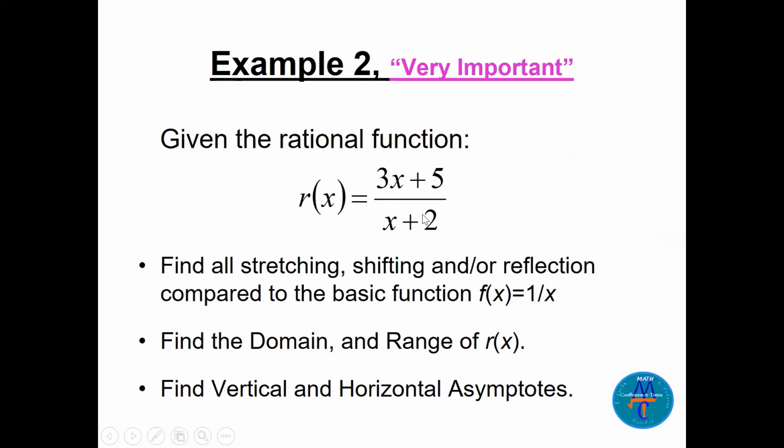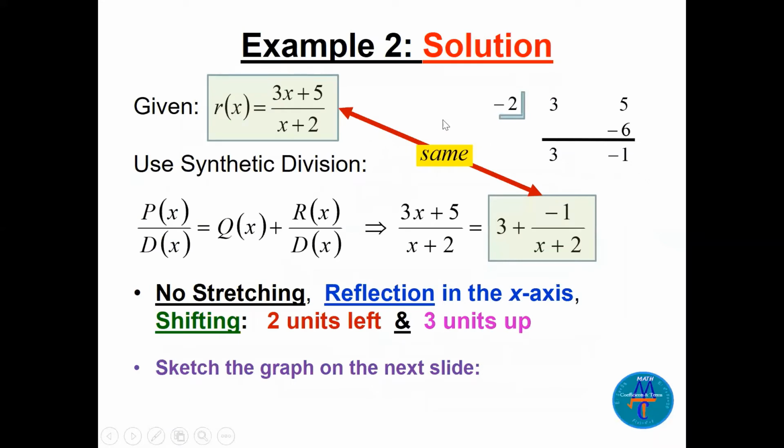So I can do a little synthetic division here. See, 3 and 5 are the coefficients. On the side here I put minus 2. I bring the 3 down. 3 times minus 2 is minus 6, and when we add 5 we get minus 1. So this 3 is the quotient, q of x, and the remainder here is minus 1. So I can take this function and write it as 3, which is the quotient, plus the remainder, minus 1 over x plus 2.